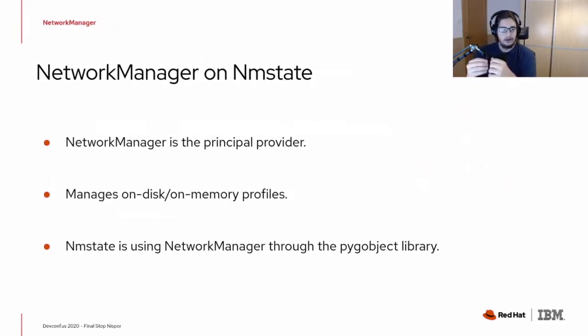So our first option was to use NetworkManager, because NetworkManager is currently the main provider of Nmstate. And we were using NetworkManager through the PyGObject library to manage the on-disk or in-memory profiles. So we decided that it could be a great idea to use it too for getting the runtime status. The thing is that by doing that, we will not need to add more dependencies and to modify the code base a lot. So everything will be simpler.